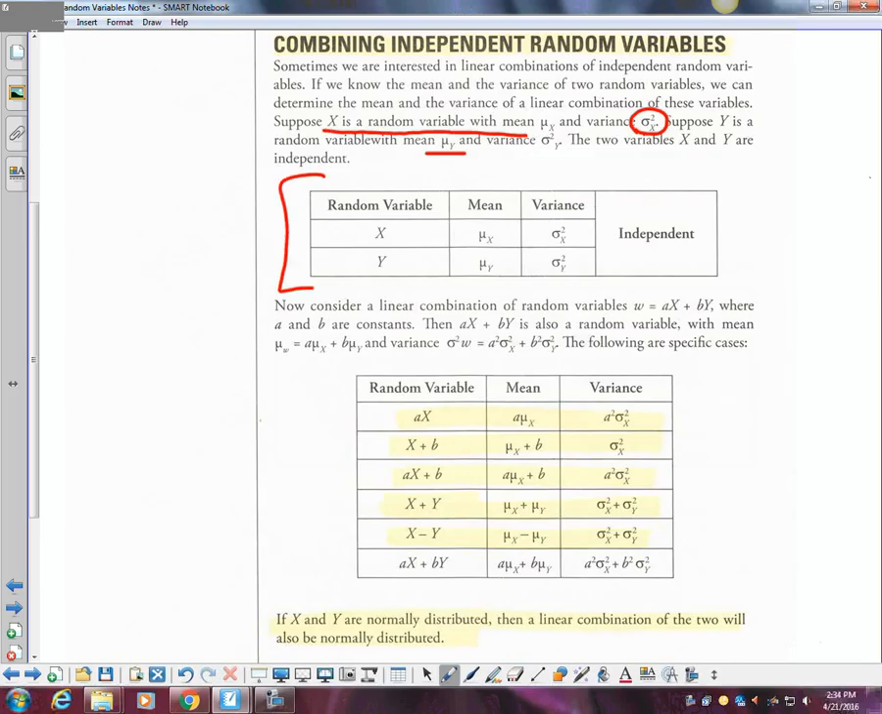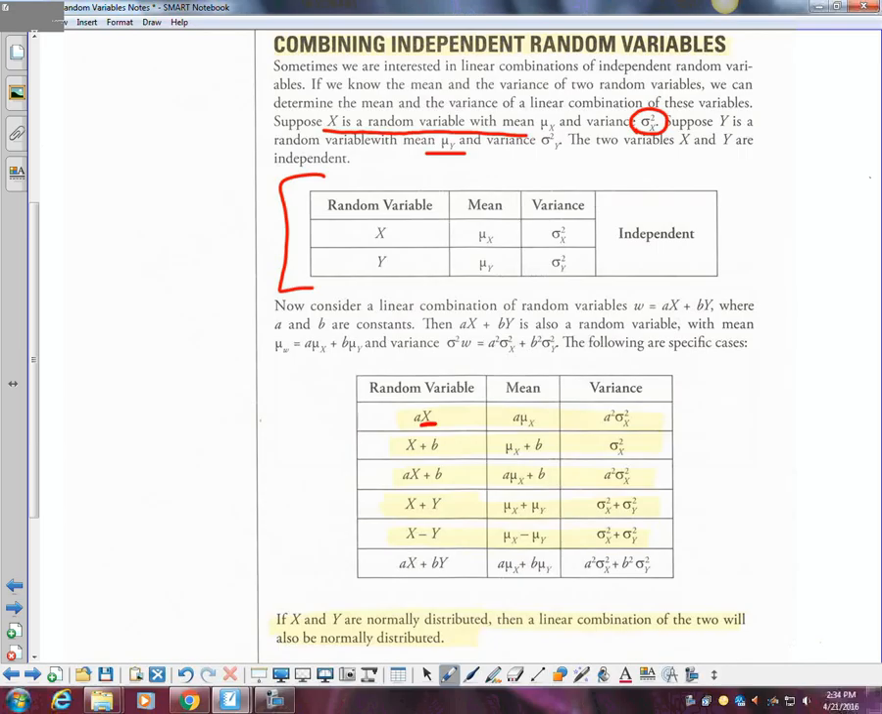Now, in a word problem, are they going to give you variance information, or are they going to give you standard deviation information? Think about the problem you just did. They're going to give you standard deviation information. It's your job to know that you've got to turn that into variances if you've got to add these together.